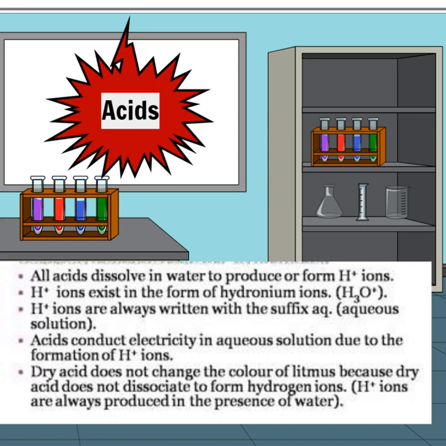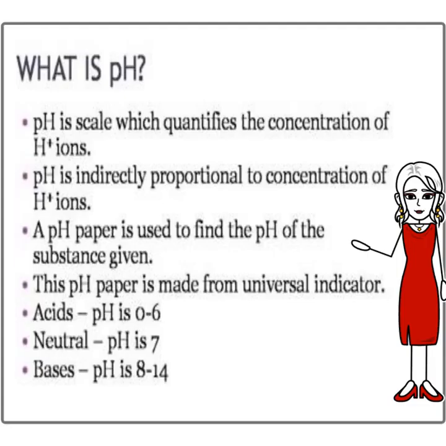pH. What is pH? pH is a scale which quantifies the concentration of H+ ions. pH is inversely proportional to the concentration of H+ ions. A pH paper is used to find the pH of a given substance. The pH paper is made from the universal indicator.